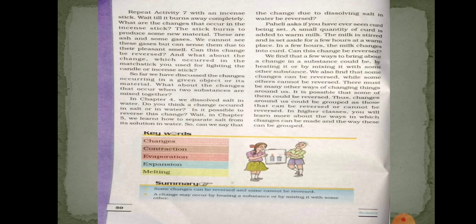In higher classes, you will learn more about the ways in which changes can be made and the way these can be grouped. So, here is the end of the chapter. We have learned about the different changes, that is reversible and irreversible, contraction, expansion, condensation, evaporation, freezing, and also melting. So these were the topics we discussed in the textbook.